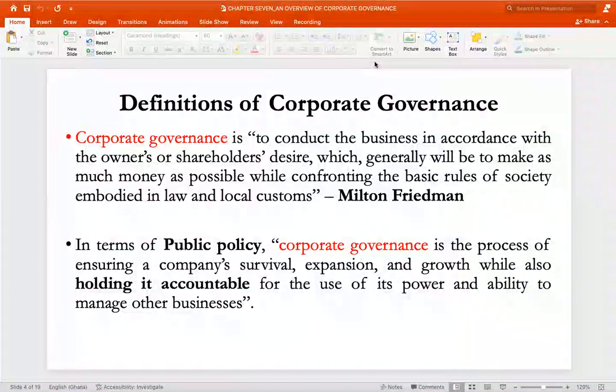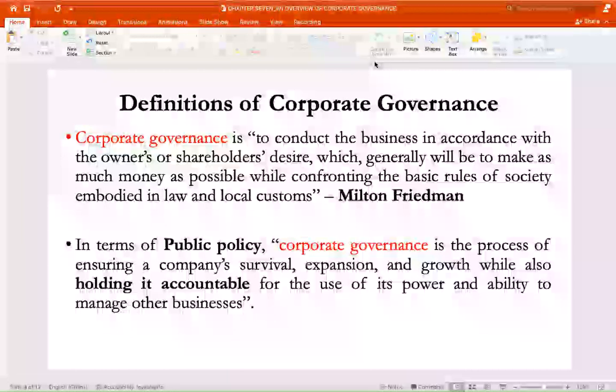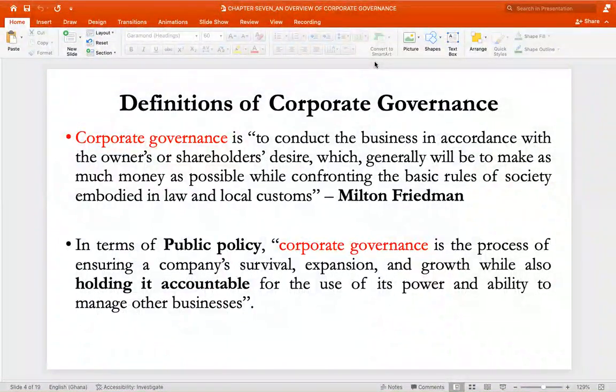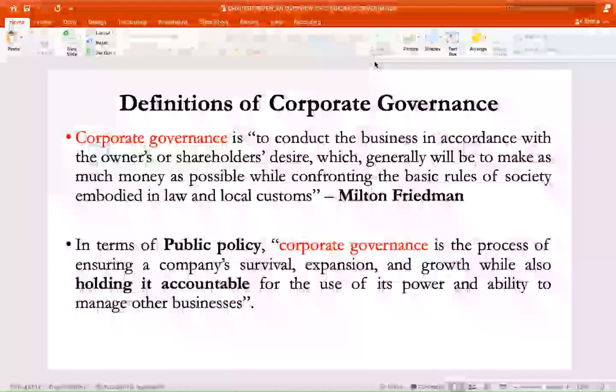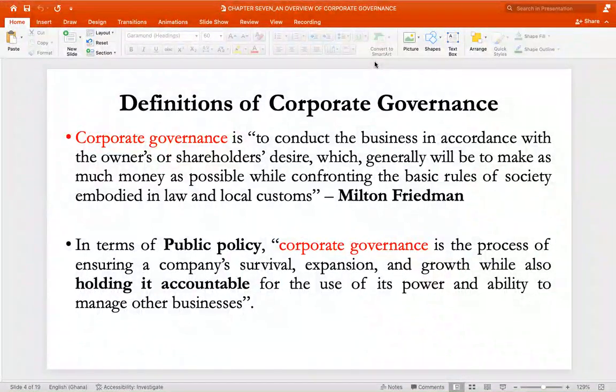So Milton's definition, even though there is something about law and local custom, that is not the emphasis. The emphasis there is to make as much money as possible for shareholders. When we come to public policy, even though there is an issue about survival, expansion, and growth, that is not really the emphasis there. The emphasis is to make sure that companies and businesses are held accountable for their actions and decisions. All right. Underpinning all of this is observance or obedience of the law, rules, and regulations that govern how businesses are governed.